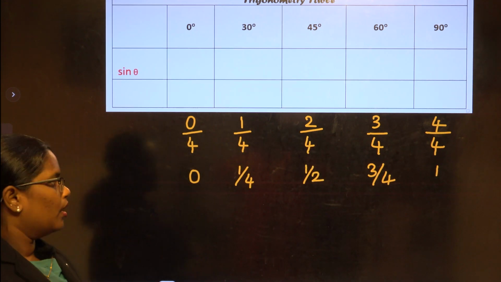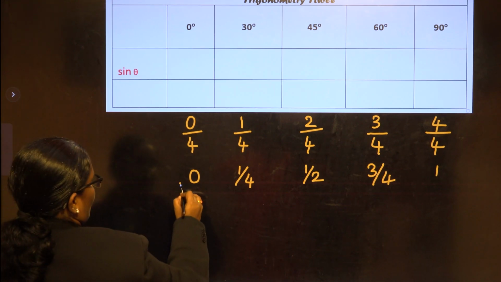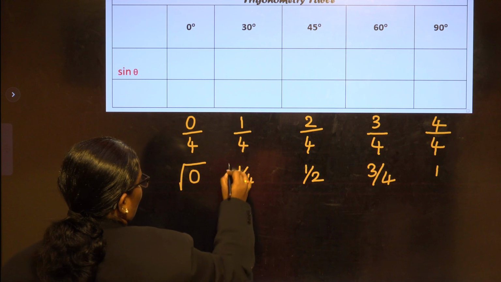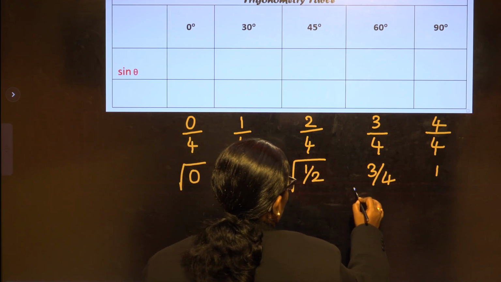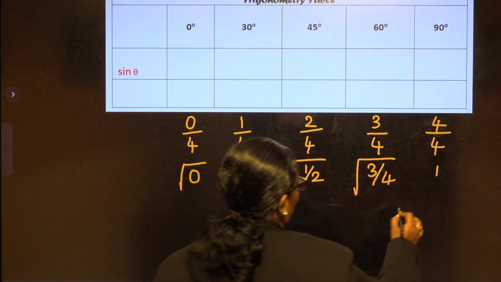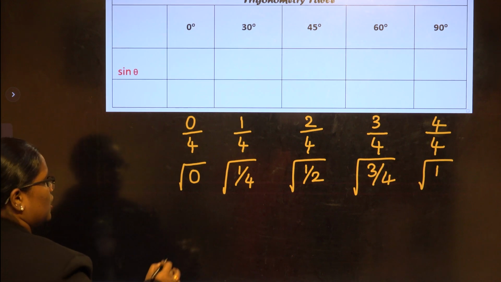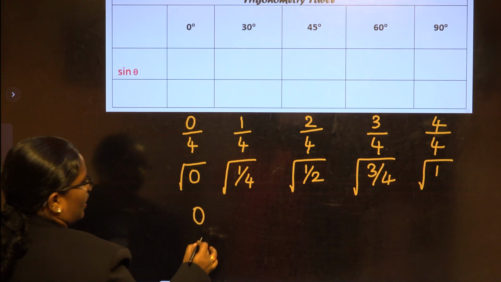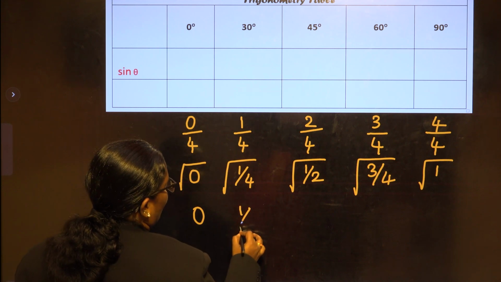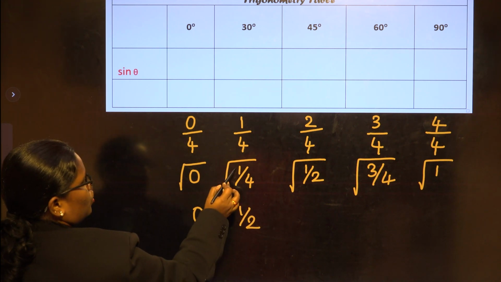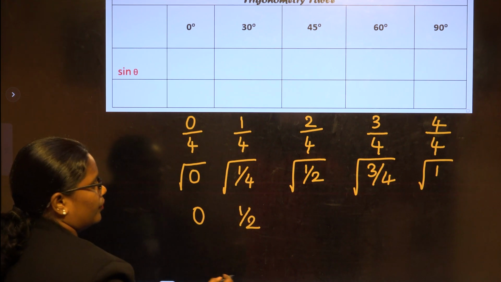In the next step, you have to take the square root of all these values. Square root of 0, square root of 1 by 4, square root of 1 by 2, square root of 3 by 4, square root of 1. Square root of 0 is 0 and square root of 1 by 4 is 1 by 2 because square root of 1 is 1 and square root of 4 is 2.